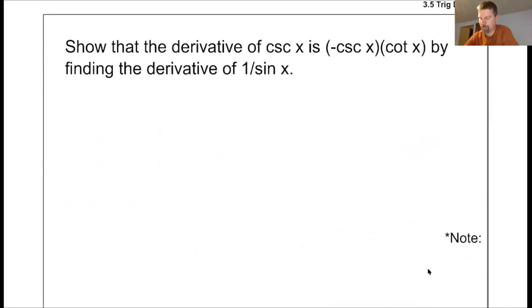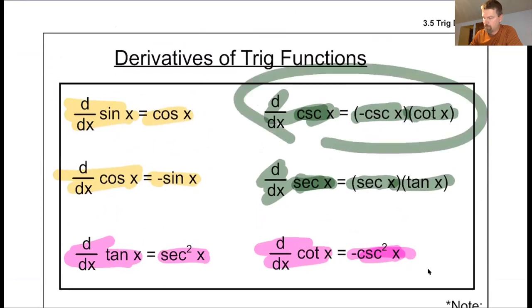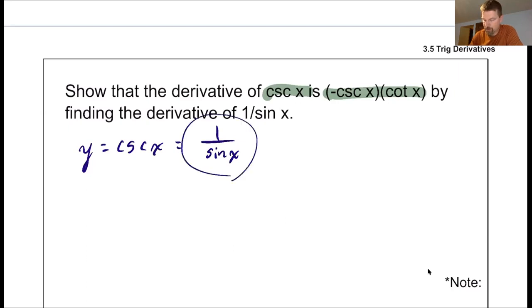All right, last example. This one says, show that the derivative of cosecant is negative cosecant times cotangent. That was shown right here. Right there it is. But it says, show that it is by finding the derivative of 1 over sine of x. The reason we should know that works is we should know that cosecant of x is the same as 1 over sine of x. So if we can find the derivative of 1 over sine of x, it's going to be the same as the derivative of cosecant. So let's say y equals 1 over sine of x.